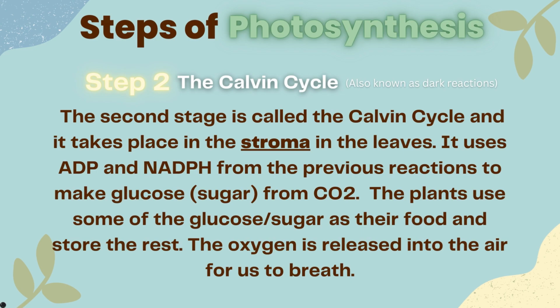The second stage is called the Calvin cycle, and it takes place in the stroma in the leaves. Although these reactions can take place without light, the process requires ATP and NADPH, which we have from the previous reactions from using light in the first stage.